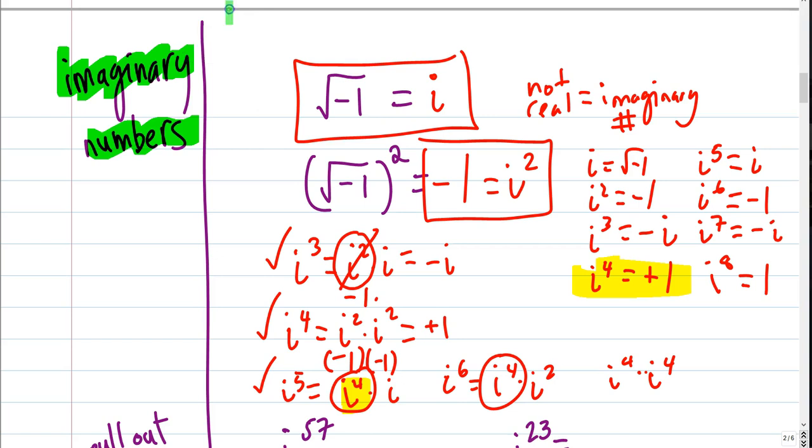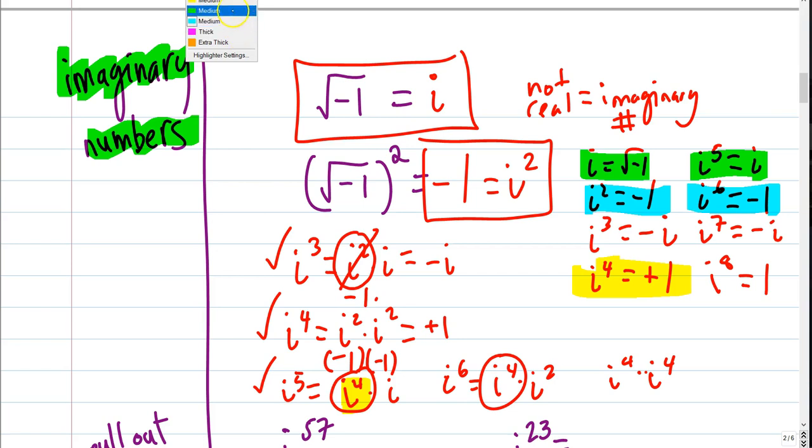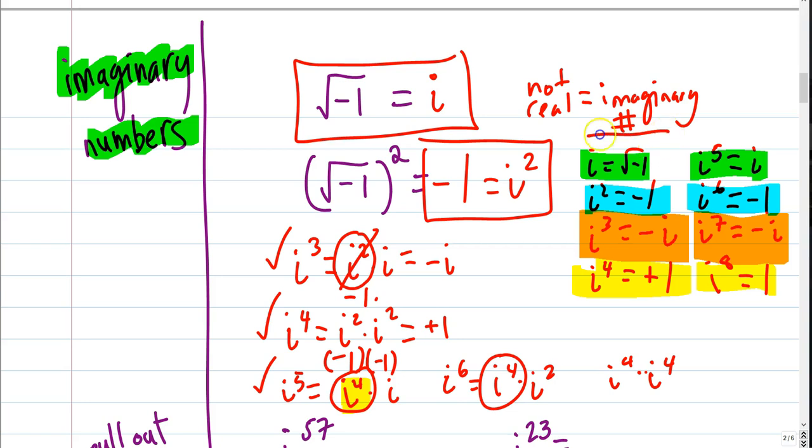i to the first matches the fifth, matches the ninth. The second matches the 6th, matches the 10th, matches the 14th. Every 4 it resets. Third matches the 7th, matches the 11th, and so on and so forth. And the 4th matches the 8th, matches the 12th. So this pattern will continue forever. So you don't have to memorize all of this. You just need to know the first 4.